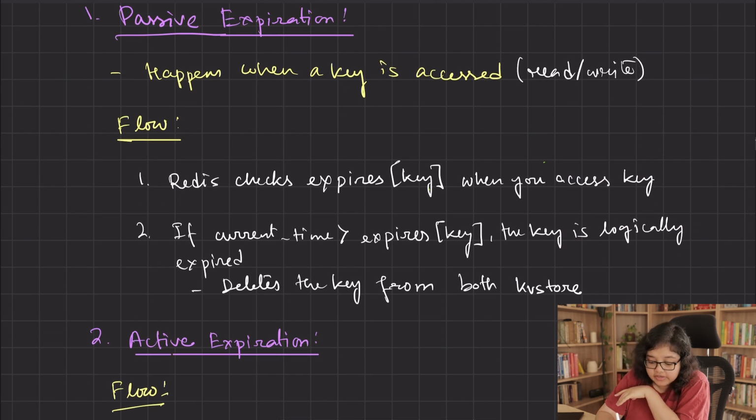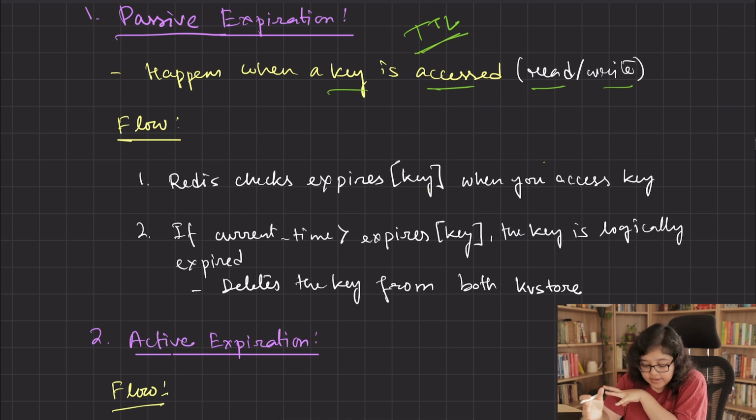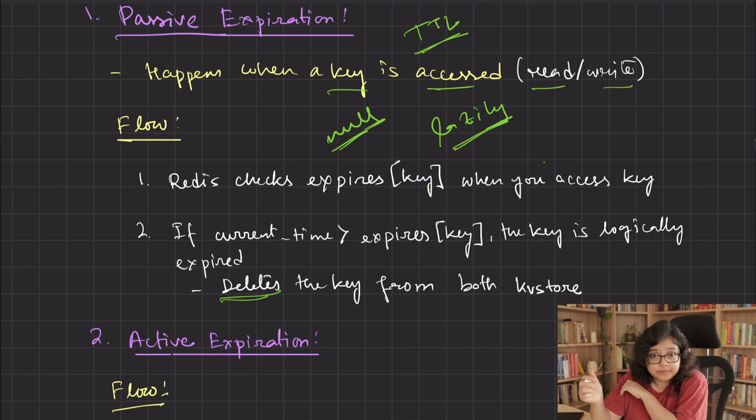Passive expiration happens whenever a key is accessed, be it read or be it write. So let's say a key has TTL set and the TTL has passed. After this, whenever the key is accessed, Redis will first check whether the key has TTL set. If yes, then whether it has expired or not. If the key has expired, in that case, Redis will delete the key immediately from both the expiration metadata and the actual KV store and return null to the user. This is how Redis is lazily deleting the keys after they get expired.